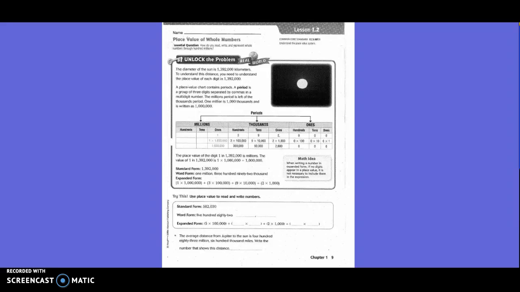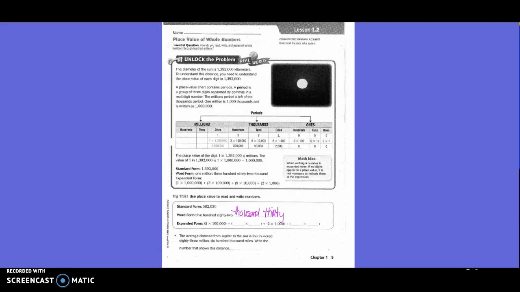So standard form, 582,030. Word form, 582, what am I going to fill those blanks in with? Thousands. This is awesome. I don't remember that.